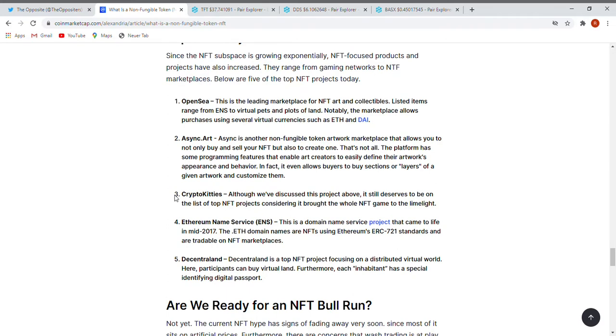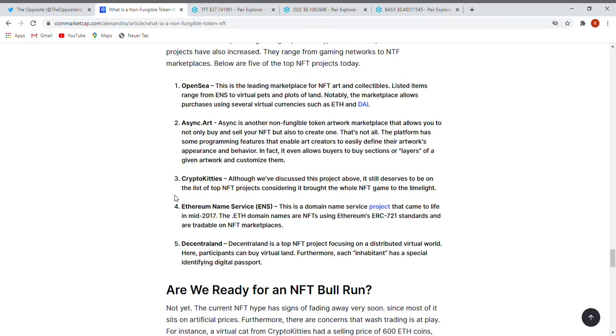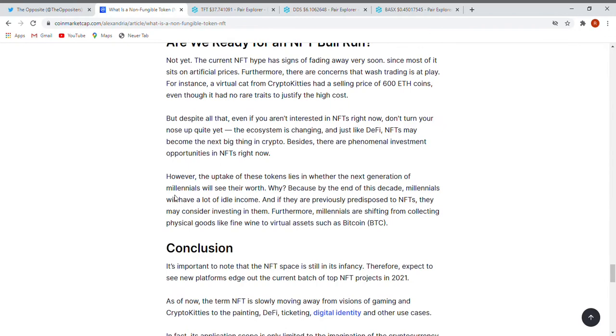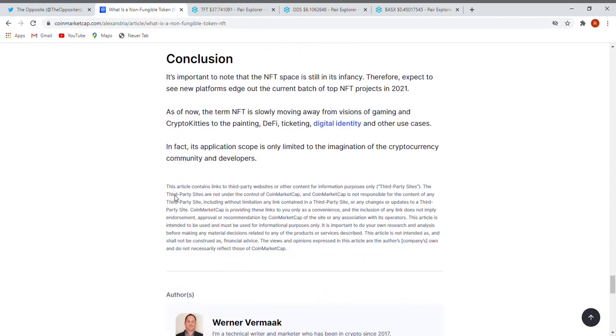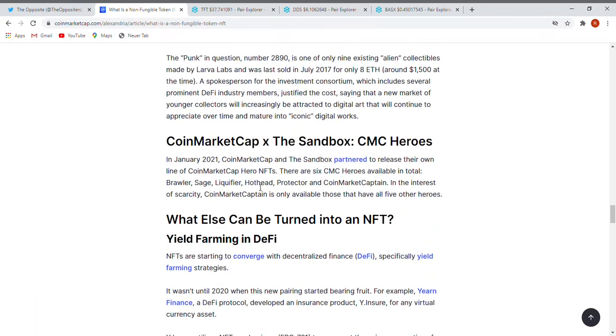So the projects which I'm showing to you today will not be on this list because they are very young. At least that's the point where I told they're right on the future. So here you see the conclusion. There you have a picture from Werner Vermaak. I think this is a Dutch guy, as his name sounds. Good. Thanks for this article, Werner.